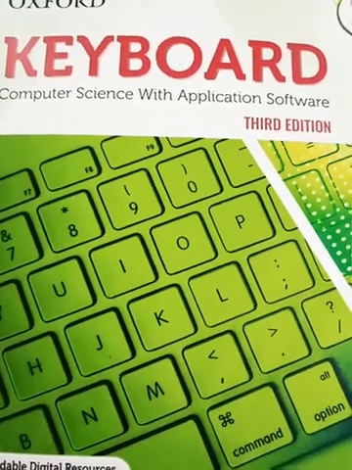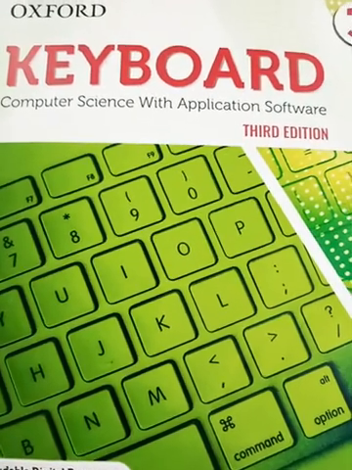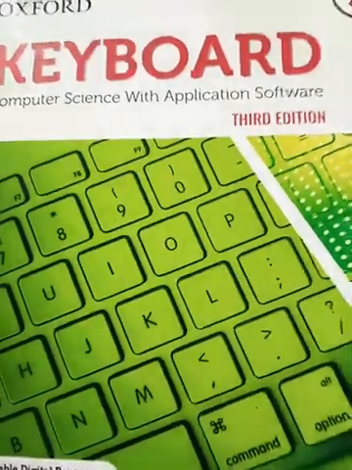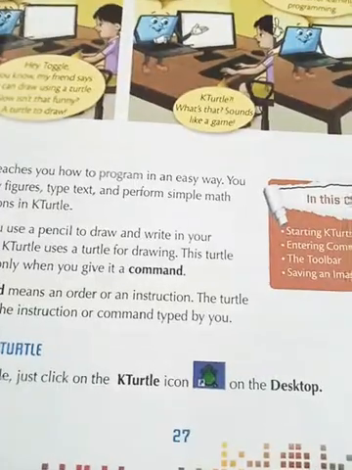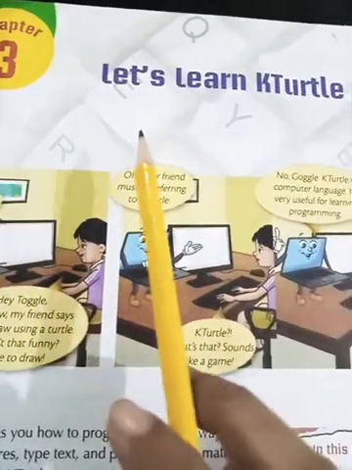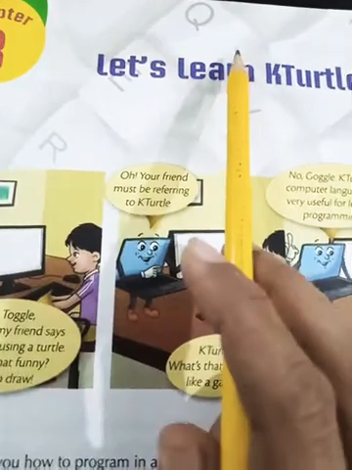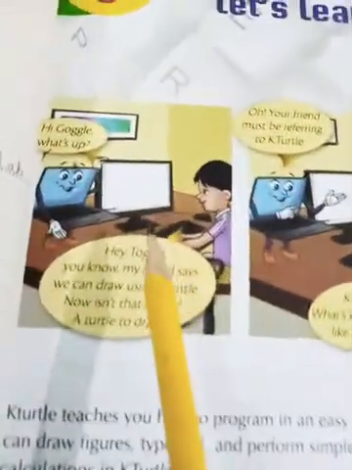This is your computer period. First recite dua. Rabbi zidni ilma. Oh my Lord, increase my knowledge. Beta, open your book. Page number 27. This is our page number 27, and here today inshallah ta'ala we are going to start chapter number 3. Let's learn KTurtle. Write today's date and day over here.